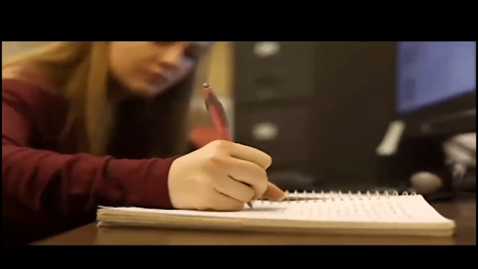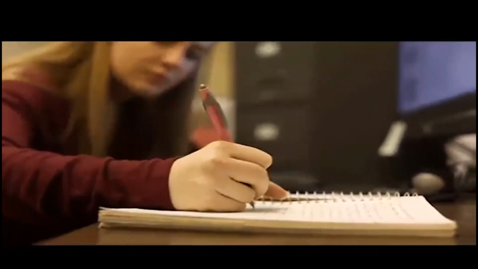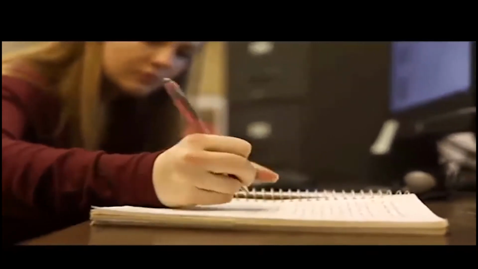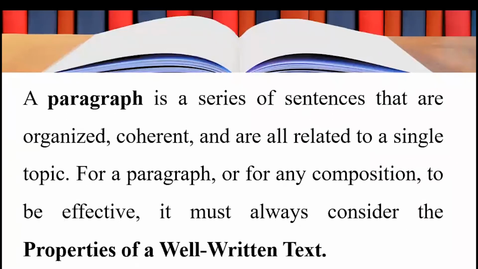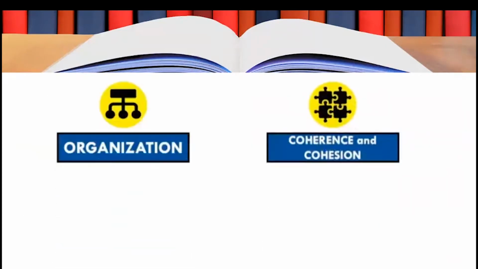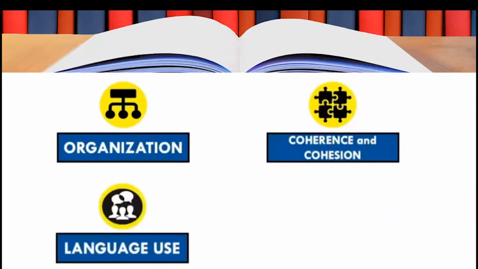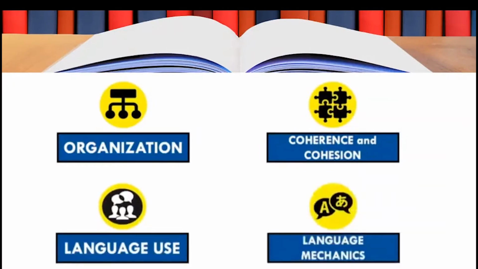In this lesson, it will also help you improve your strategies in writing and how you organize your ideas in order to come up with a well-written text or essay. A paragraph is a series of sentences that are organized, coherent, and all related to a single topic. For a paragraph or for any composition to be effective, it must always consider the properties of a well-written text, such as organization, coherence and cohesion, language use, and language mechanics.